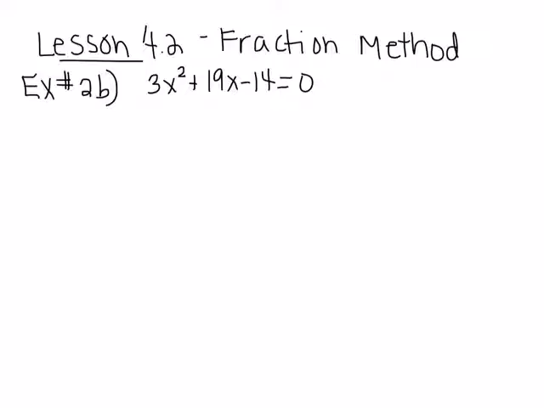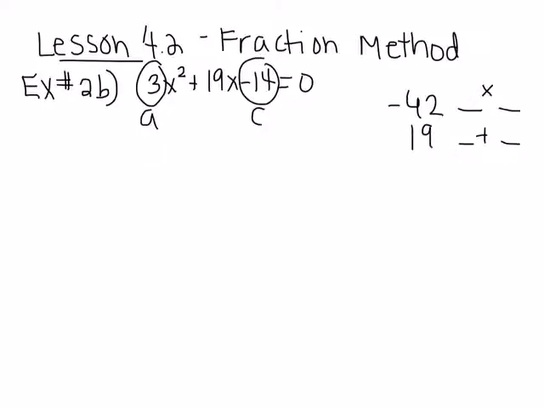So step one is we always try to multiply these two numbers together, so your a and c need to be multiplied together. When you multiply them together, you get negative 42. So you're trying to find two numbers that multiply to that, and at the same time, they have to add up always to your b value, which in this case is 19. So this is your b value, so you have to make sure you multiply to this, and you have to add to this guy.